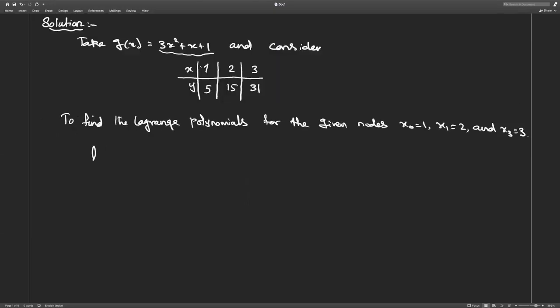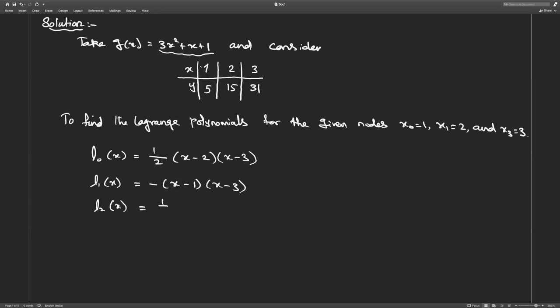They are given by L0 of x is equal to 1 by 2 into (x minus 2) into (x minus 3). L1 of x is equal to minus (x minus 1)(x minus 3), and finally L2 of x is equal to 1 by 2 (x minus 1) into (x minus 2), right? I'm just writing the Lagrange polynomials.